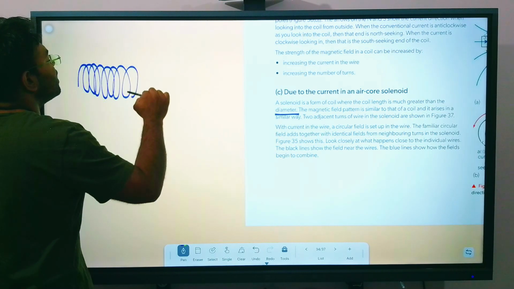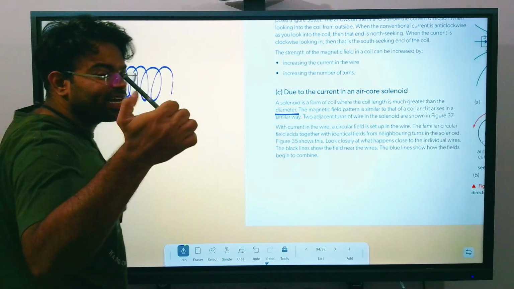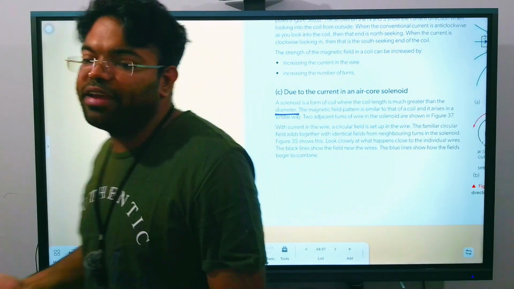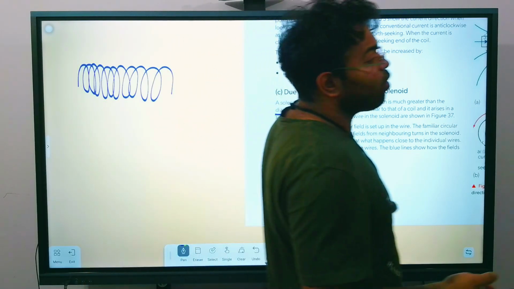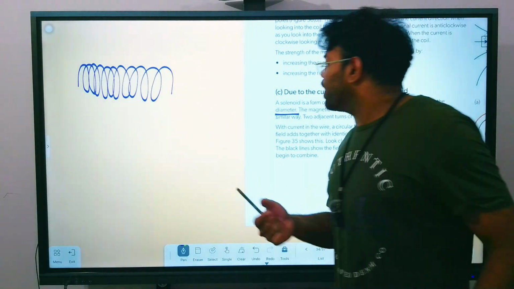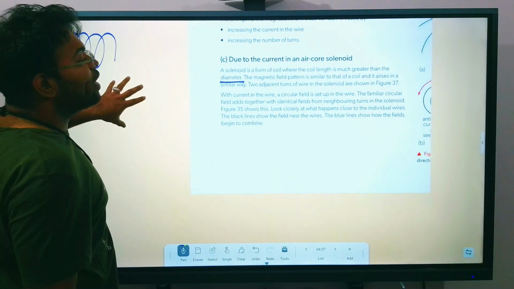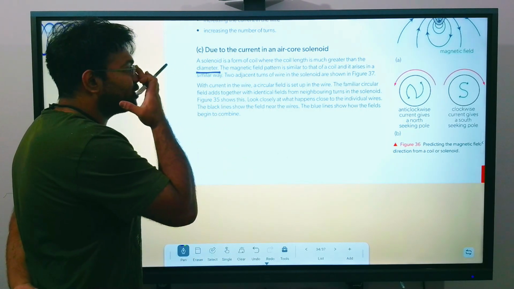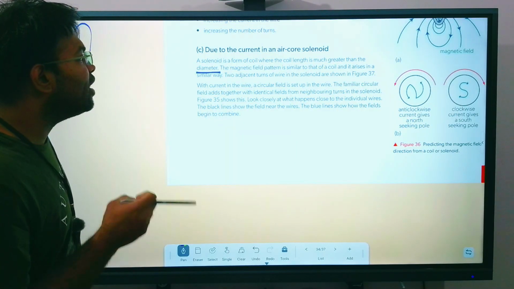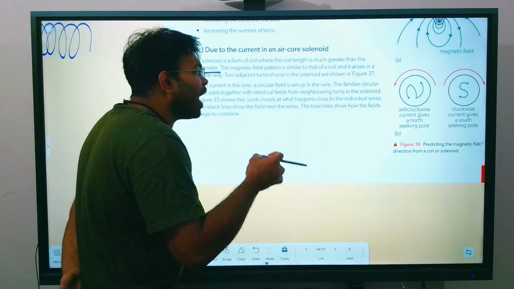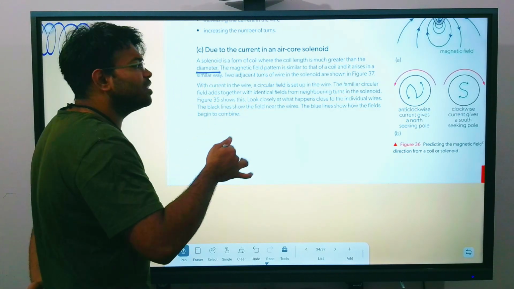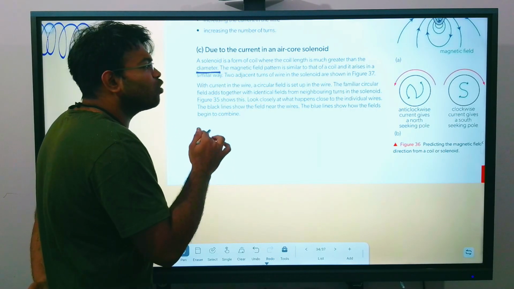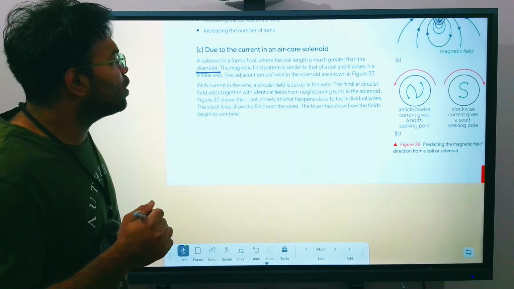Have you ever seen those clicky pens? They have a spring. Now imagine if the spring does not have much space between the coils. Then you will get a solenoid. With current in the wire, a circular field is set up around the wire. The familiar circular field adds together with identical fields from neighboring turns in the solenoid. Figure 335 shows this.